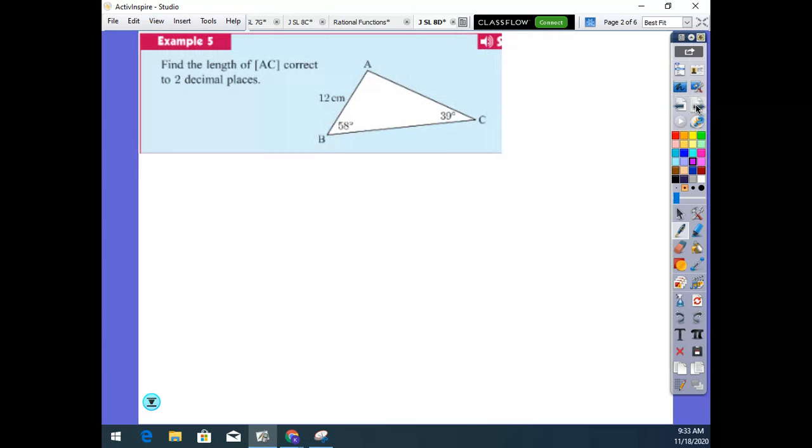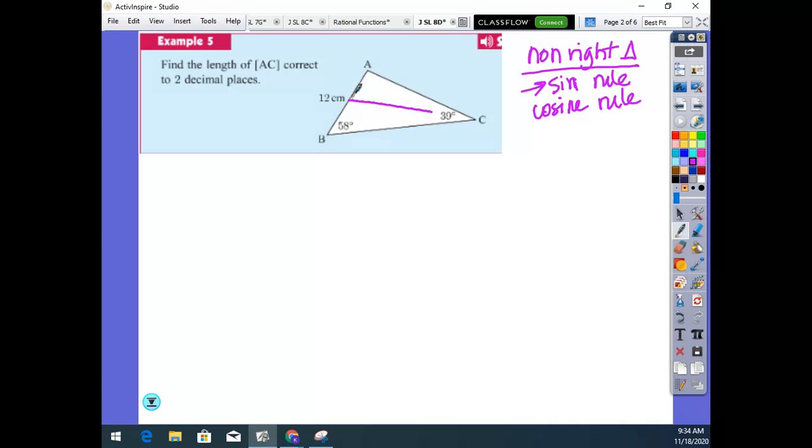Okay, so first of all, if you have a non-right triangle, this is when we use either the sine rule or the cosine rule. Now, the key for using a sine rule, we have to have a side and a corresponding angle. We have to have an angle and a side across from it in order to even use this.